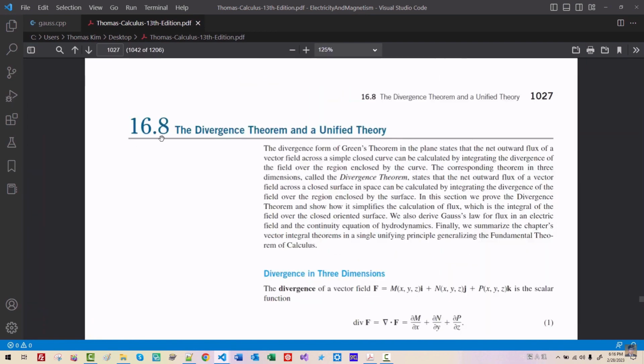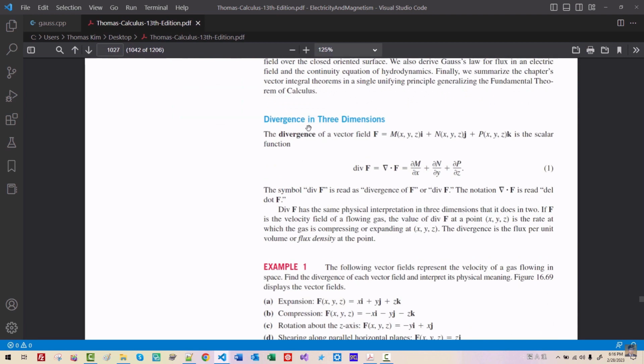Chapter 16.8, the Divergence Theorem and a Unified Theory. In this page, divergence in 3 dimensions. The divergence of a vector field F is a scalar function, divergence F or del dot F. Divergence F has the same physical interpretation in 3 dimensions that it does in 2.